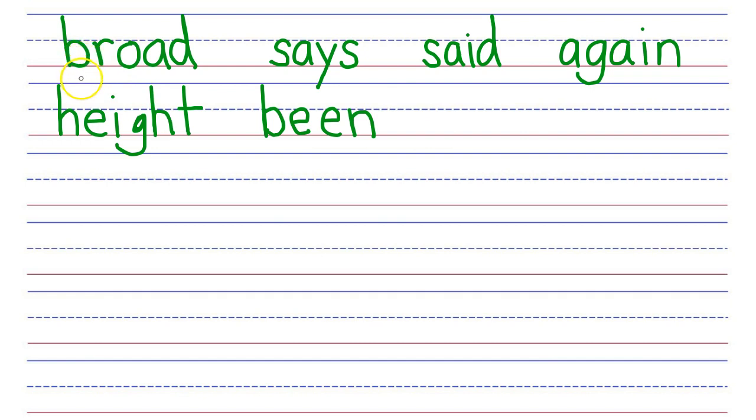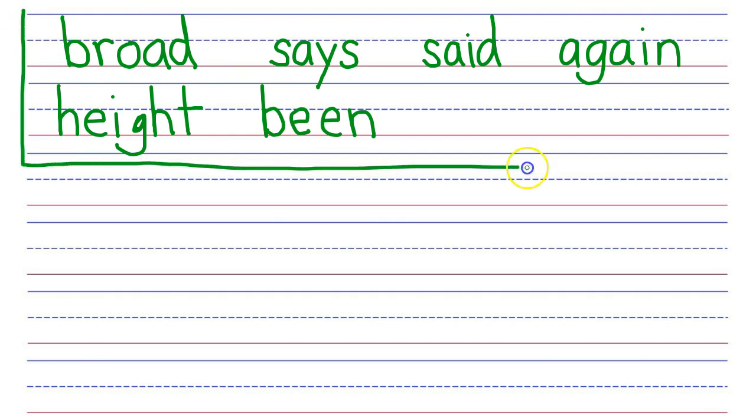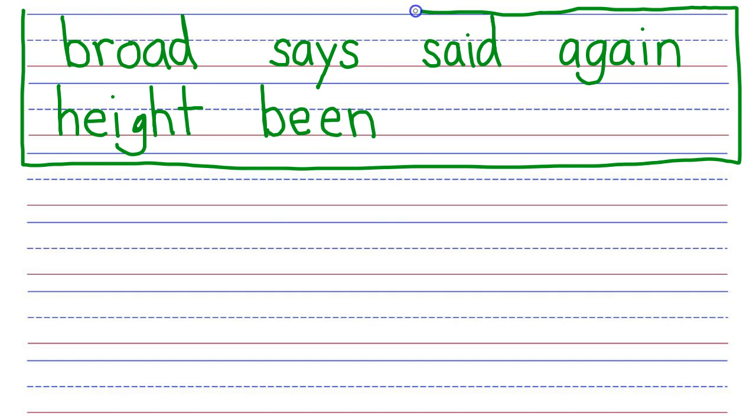And now we have another sight word to add to our bank of sight words, broad. Let's put a nice big rectangle around these. These are our sight words. Okay.